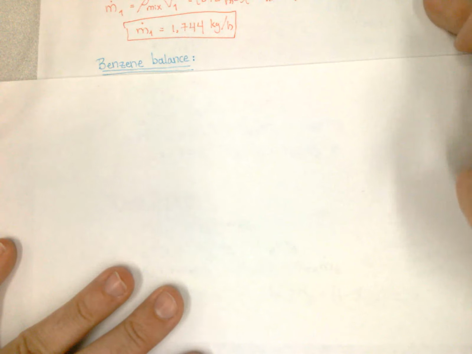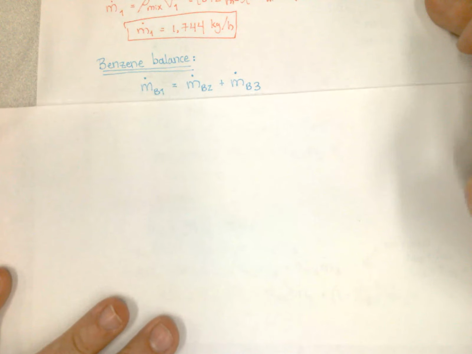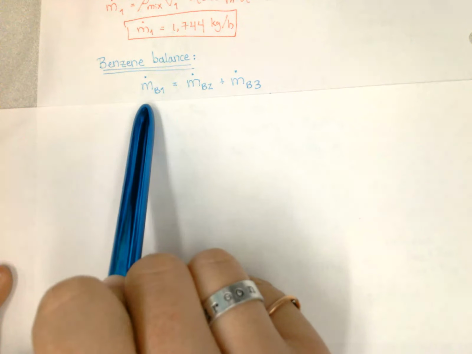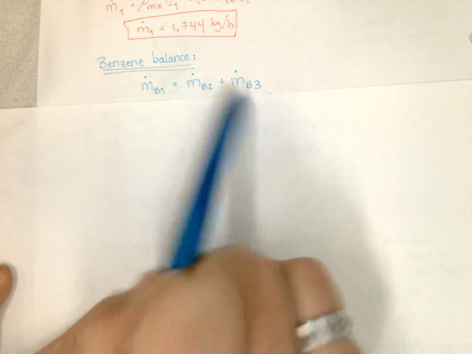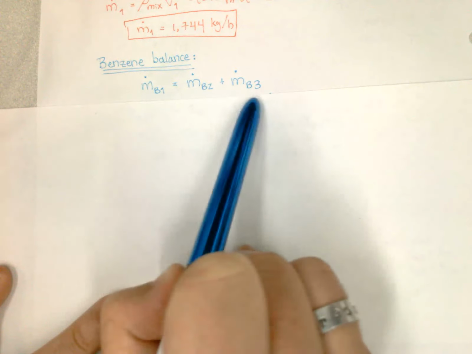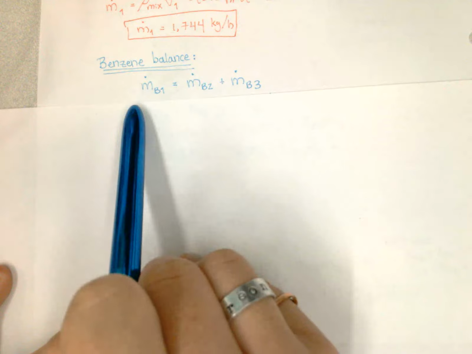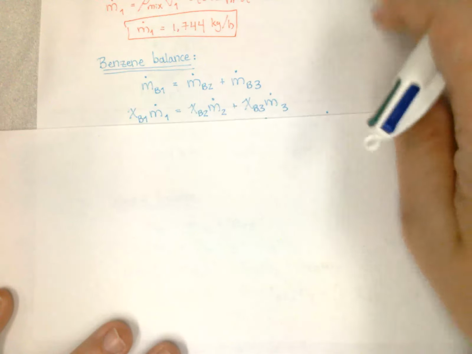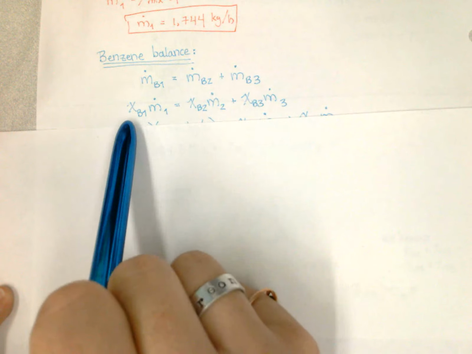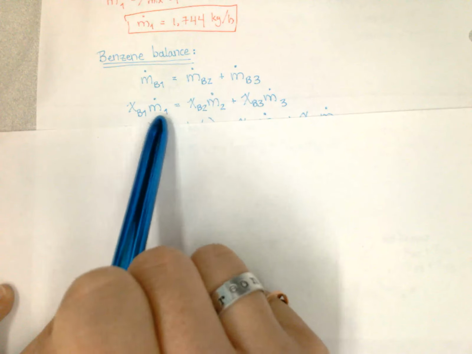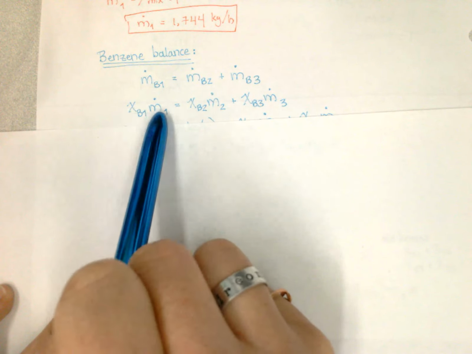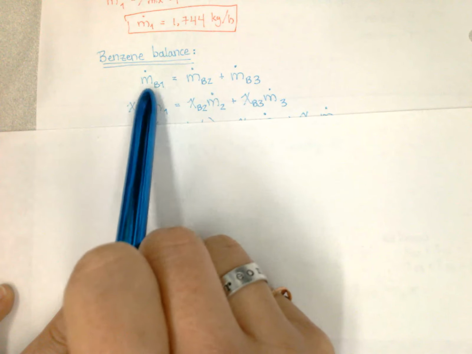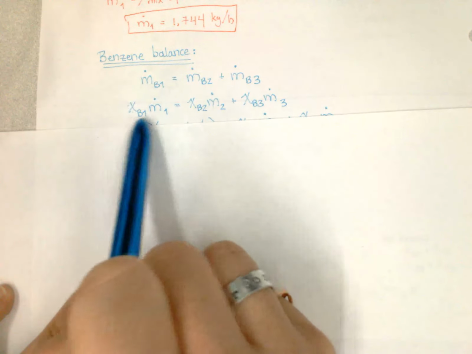So that's the overall balance. Let's write the benzene balance. So benzene, same idea. We have benzene coming in and benzene coming out. We only have one input stream and two output streams. Now remember that we can rewrite this in a different way. We can rewrite this equation and say that the fraction of benzene in 1 times the total mass in 1 is the same thing as the mass flow rate of benzene in 1. That's what this is saying right here.